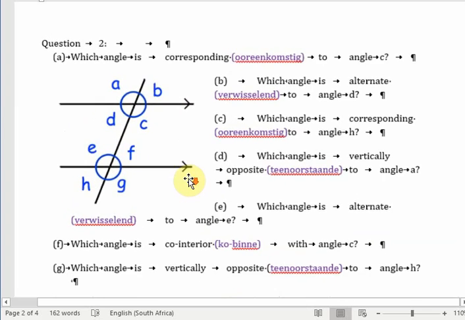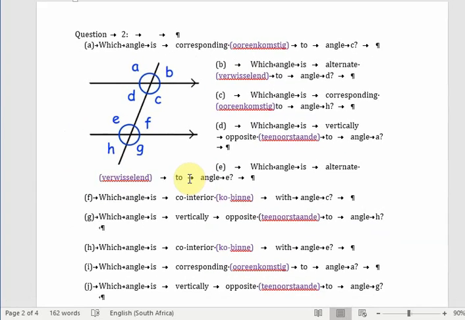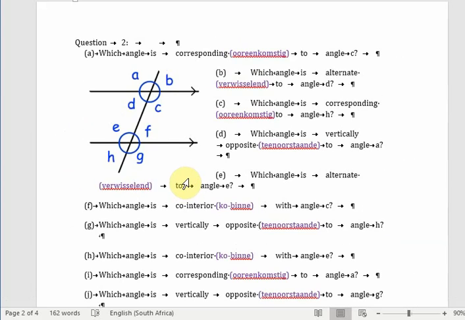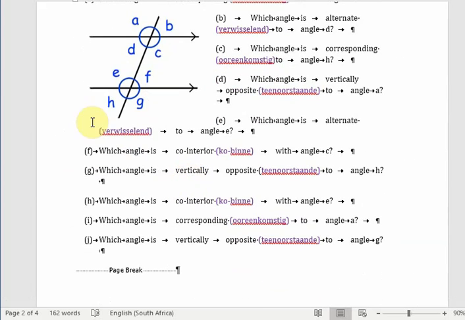F, which angle is co-interior with C? So co-interior, met ko-binnehoeke kan ons 'n U maak. So daar is ons U en dan sit die twee hoeke aan die binnekant van die U. So C en F gaan ko-binnehoeke wees. C and F are going to be co-interior.